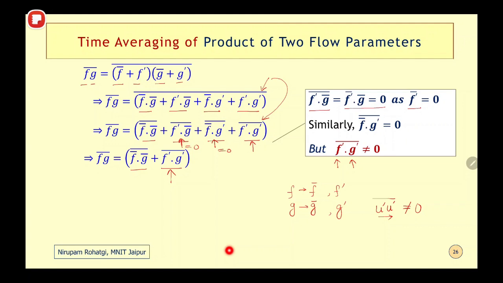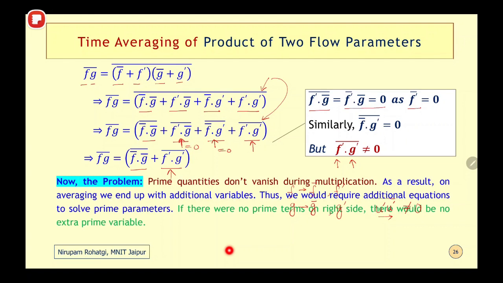What does it mean? The fluctuation of a parameter becomes important here. So now the problem: prime quantities do not vanish during multiplication. As a result, on averaging, we end up with additional variables. Thus, we would require additional equations to solve for prime parameters. If there were no prime terms on the right side, there would be no extra prime variable. So these 2 variables which are coming here need an extra equation.